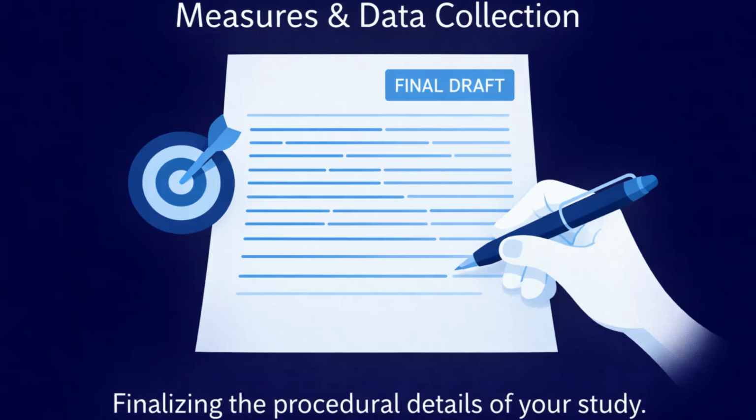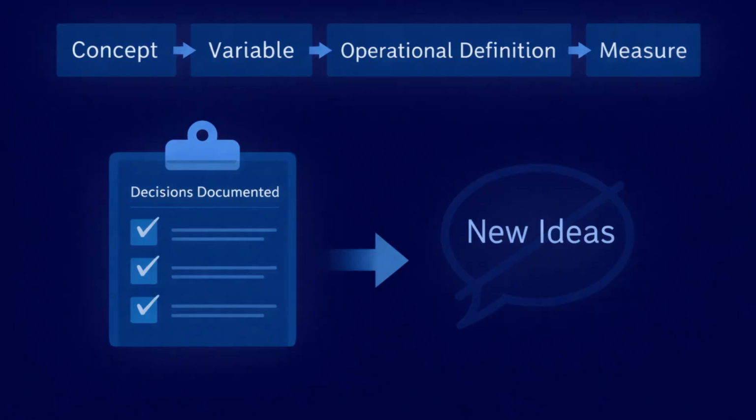Writing the measures and data collection section is where your study becomes visible in its final procedural form. By the time you reach this section, you should not be inventing new ideas or redefining core concepts. You should be documenting decisions that have already been made about constructs, variables, operational definitions, and measures. If you find yourself introducing new conceptual language or adjusting definitions while writing this section, that is usually a signal that something upstream needs revision.